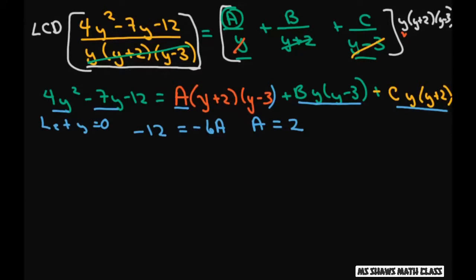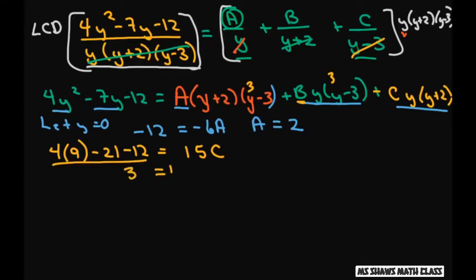Now, let's let y equal 3. We already did 0. If we did 3, that's going to eliminate my B. So let's plug in 3 here, and you're going to get 4 times 3 squared, which is 9, minus 21, minus 12, equals. The A is going to go away, the B is going to go away, because this will be 0 as well. So you're going to get 3 times 5 is 15, that's going to be 15C. When you simplify, this will give you 3 equals 15C. So C equals 1/5.